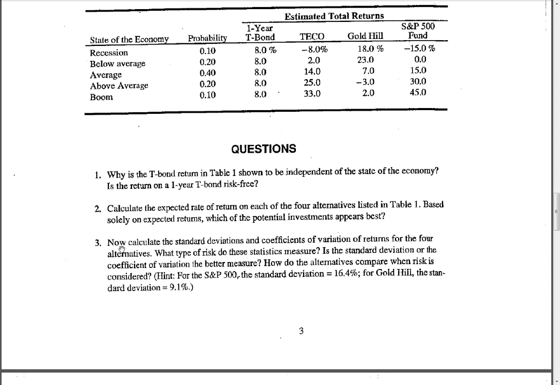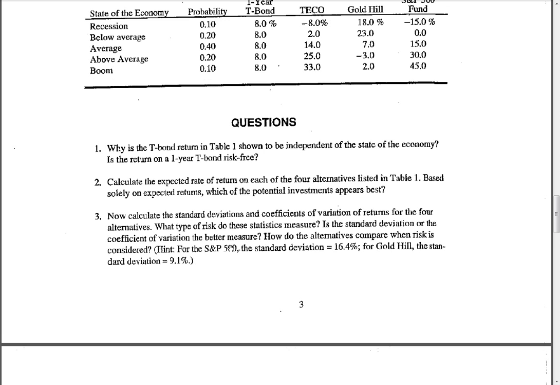Question 3, just calculate standard deviation and coefficient of variation for the 4 alternatives. Again, you can use that spreadsheet model to do that. And then again, like I mentioned in class, make sure you don't forget to answer all the other questions. There's 3 other questions on here that you need to answer, concept type questions that you need to answer in addition to the calculations.